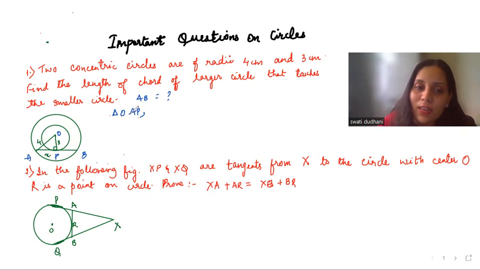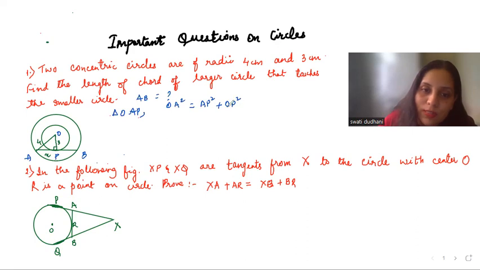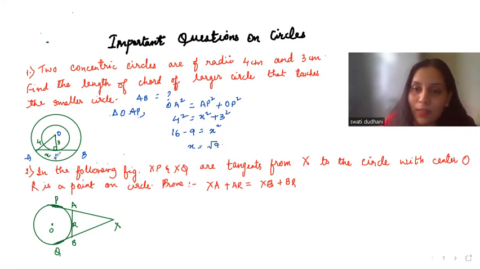So in a right angle triangle, we can always use Pythagoras theorem. So Pythagoras theorem is hypotenuse square is equal to sum of the squares of other two sides. So OA is 4, 4 square is equal to x square plus 3 square. So 16, 3 square when I transpose it becomes minus 3 square, which is minus 9, is equal to x square. So x is root 7. So x is root 7, that means AP is root 7.